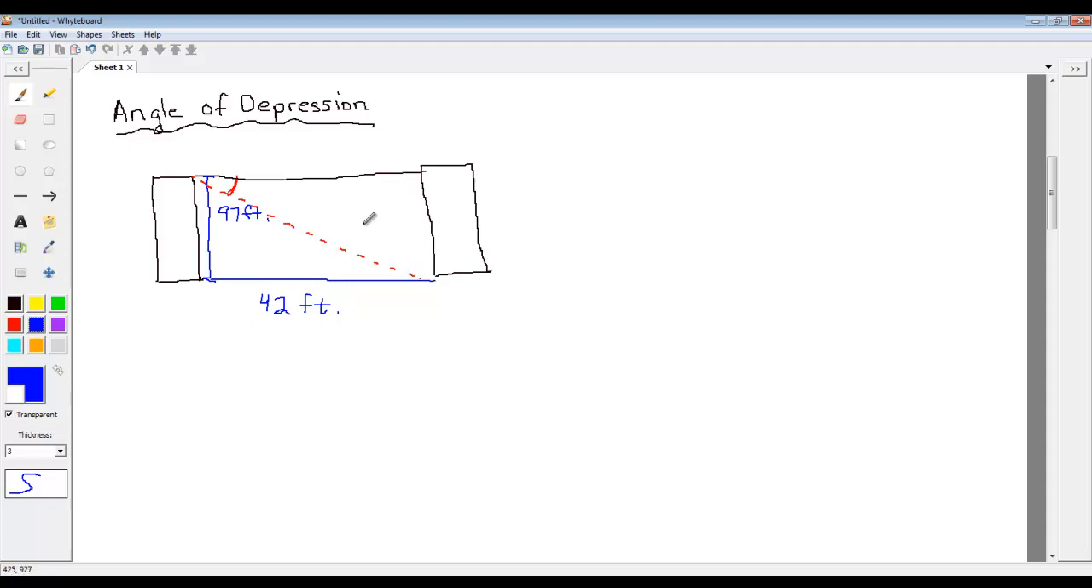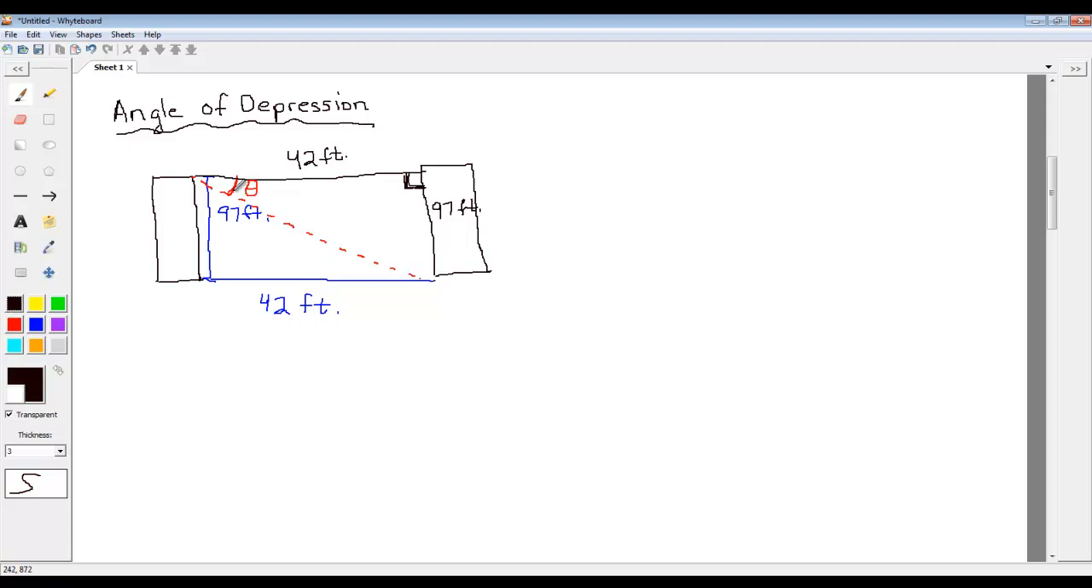Okay. So if you want to, you can look at this as, right here we got this right triangle. We know that this has to be 42 feet. And we know that this has to be 97 feet. And we're trying to find this angle. You can go ahead and call it theta if we want.